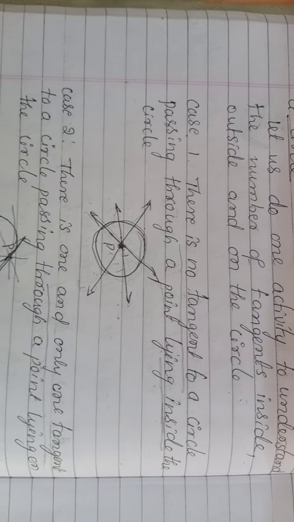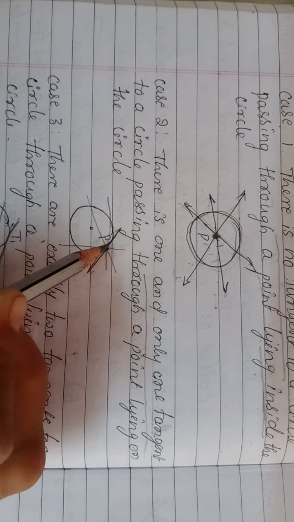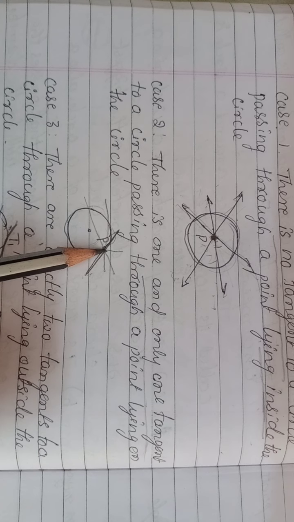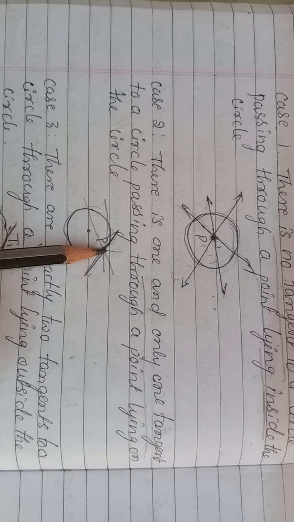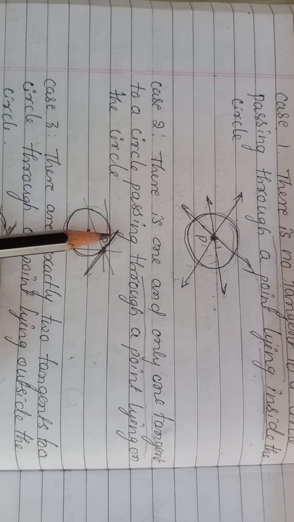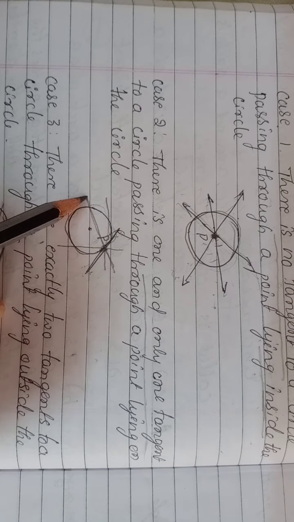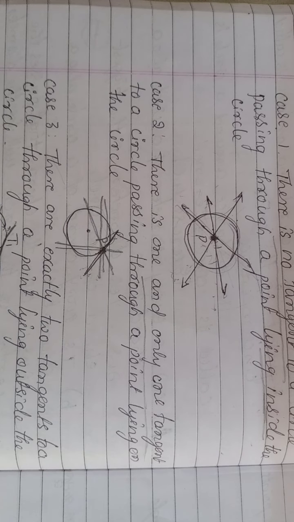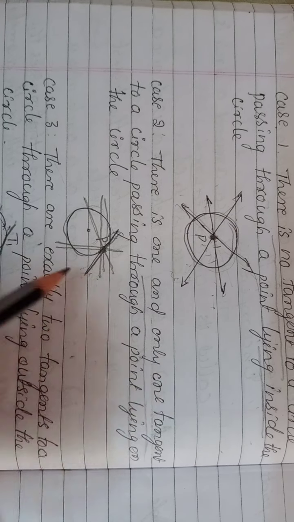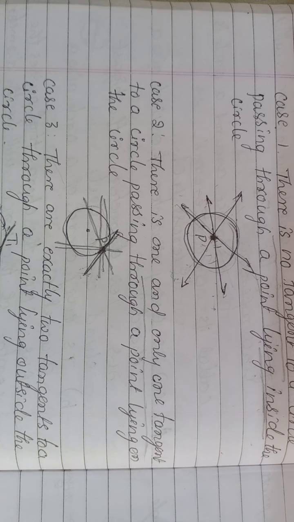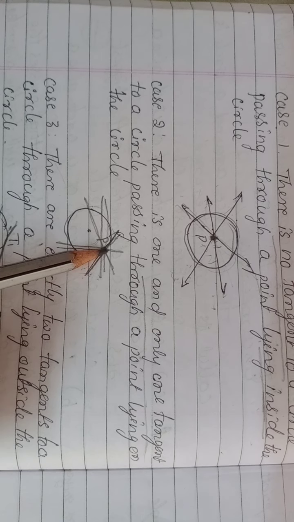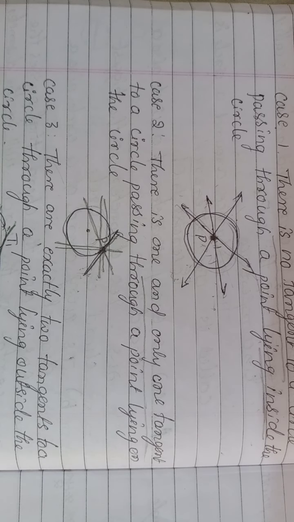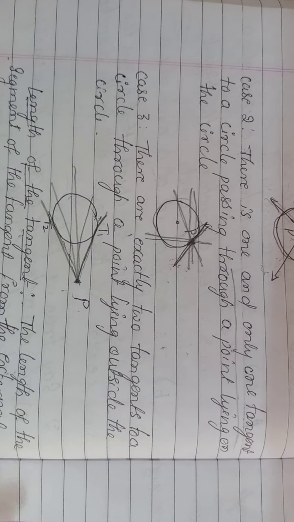Clear? Okay. Case 2, let us take the point on the boundary of the circle. On the boundary, only one tangent can be drawn. See, from this point I am drawing many lines. All these lines are becoming secants, only one is becoming a tangent. So what it means? For a point on a circle, we can draw only one tangent. Clear? Now we will move to the third case.